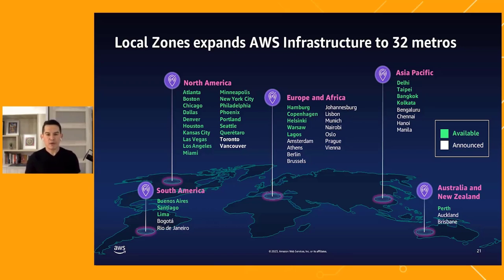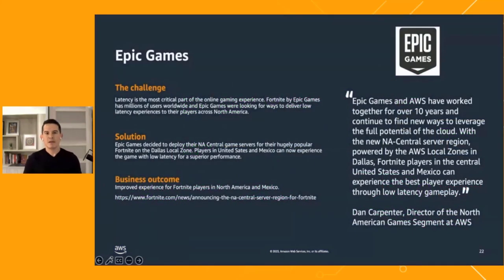But now we are going to discuss a use case with Epic Games. Epic Games has been using AWS local zones since February 2023 to support its North America Central Server region. They are using that for Fortnite. This new Fortnite server region will bring low latency gameplay to more players in the central United States and Mexico. The North America Central Server region joins two other AWS-powered Fortnite server regions in North America.